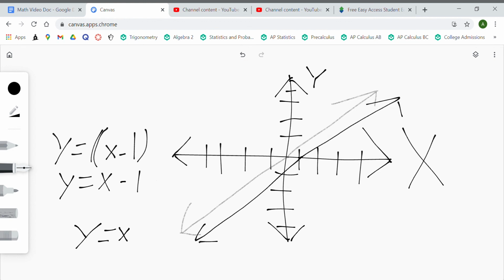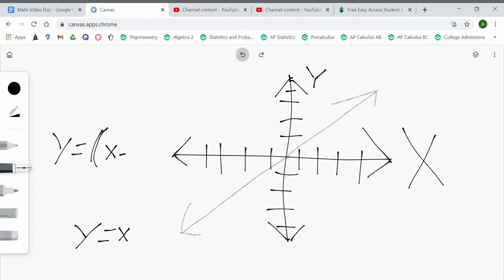Anyways, slope doesn't change. Y-intercept changes, x-intercept changes. We generally move 1 unit to the right, and then that's how we draw it. This dark line right here represents y equals x minus 1. Horizontal translation 1 unit to the right.